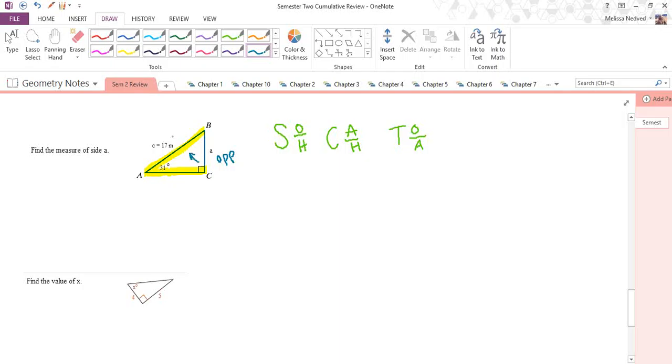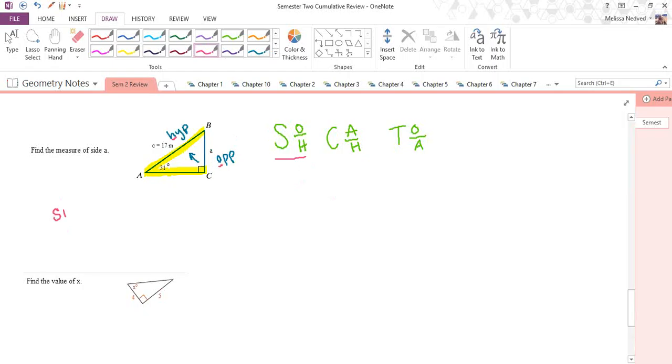And C is across from the right angle, so it's my hypotenuse. So I'm looking for the opposite side, and I know the hypotenuse. Now I need to determine which trig function I'm going to use. Does sine, cosine, or tangent use opposite and hypotenuse? That would be sine. Sine is equal to the opposite over hypotenuse.